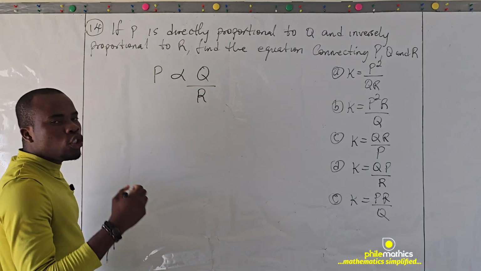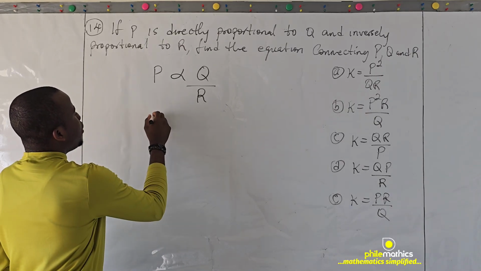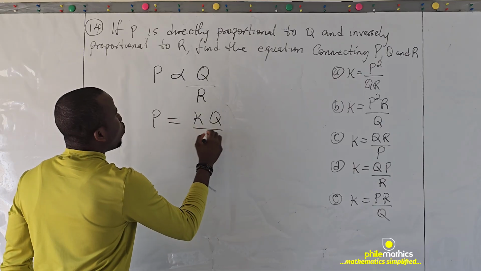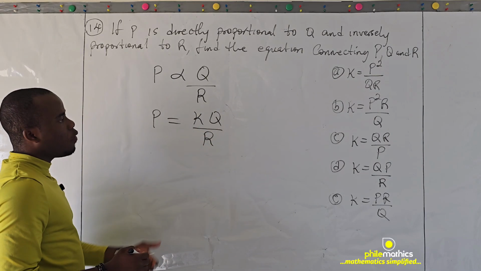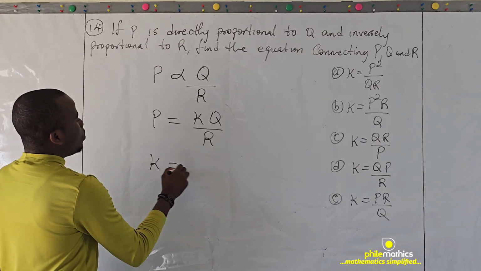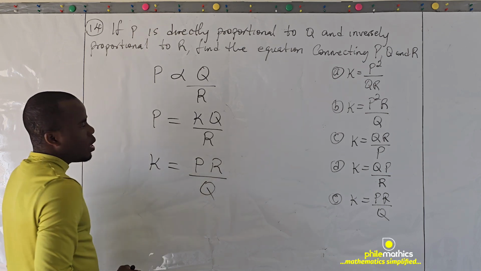And so if we introduce the constant of proportionality, P will be KQ over R. And now if you make K the subject of formula, it will simply be K equals PR over Q. And that is E.